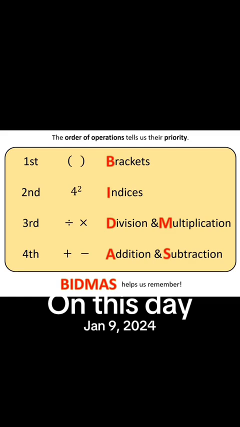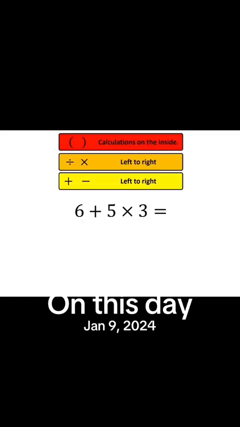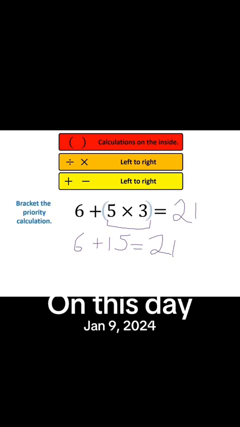Remember BIDMAS. So this one, I do the multiply first. So 5 times 3 is going to be 15. 6 plus 15 equals 21. So our final correct answer is 21 using BIDMAS. So multiply before you add. There's no bracket here, or you can add one if you want. Bracket the calculation.